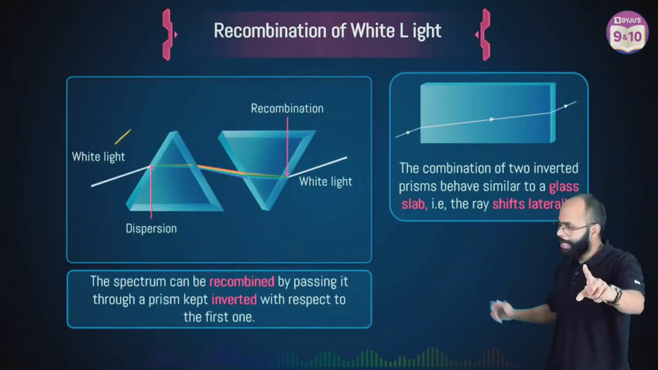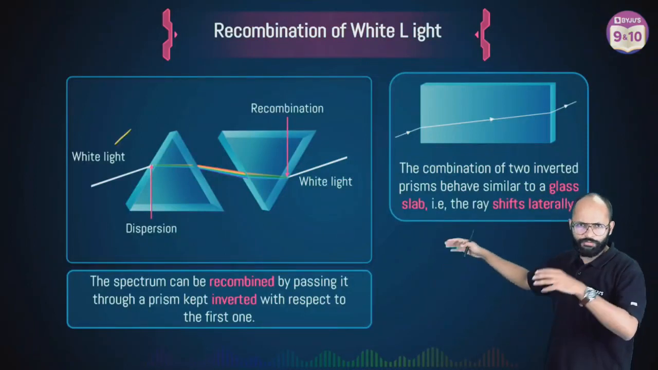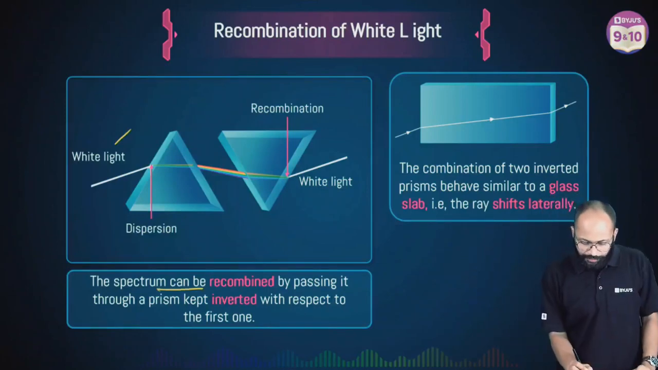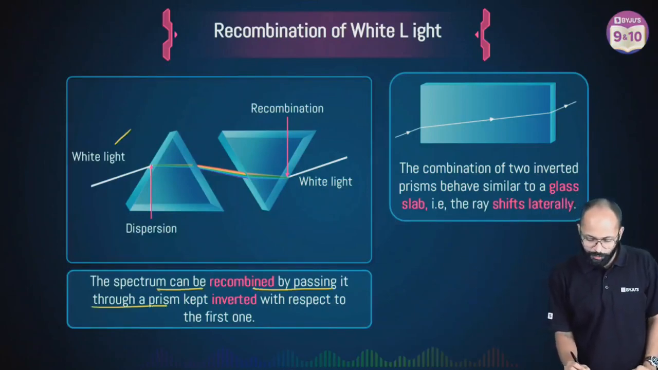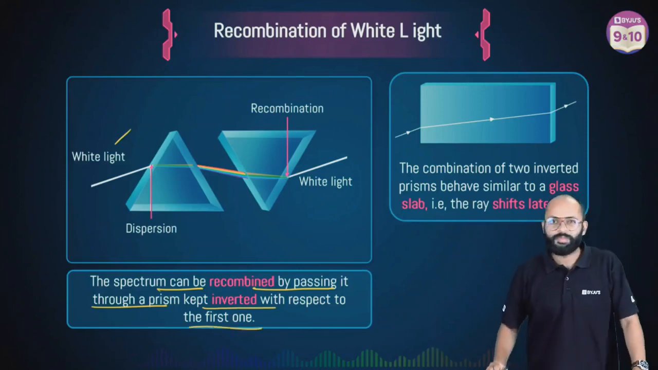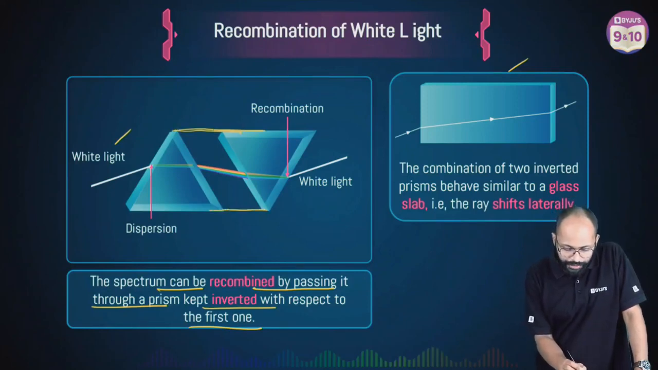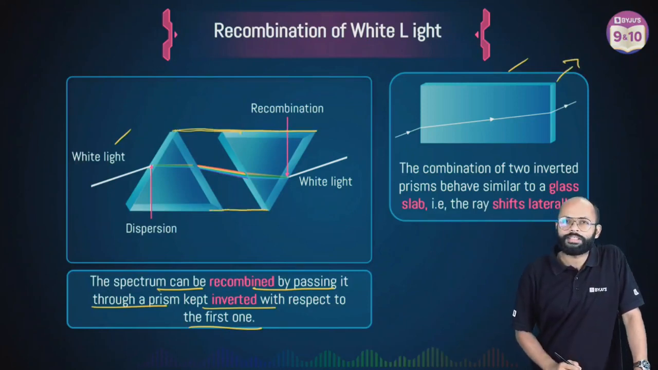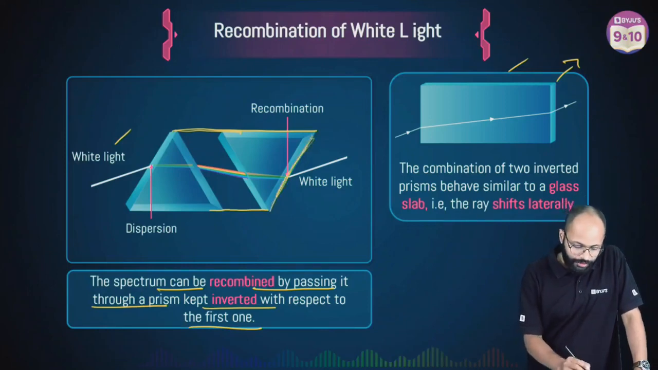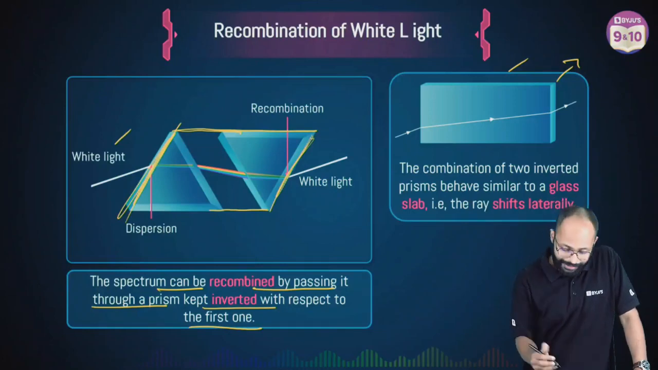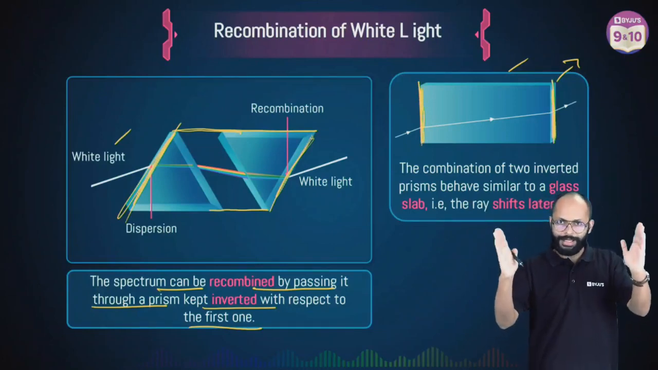Yes, it's a good way to think about it. Recombination. How does it happen? Like that. It's a very common question which has been asked very frequently in board examinations. Okay? So focus. The spectrum can be recombined by passing it through a prism kept inverted with respect to the first one. That's true. This, my friend, is almost similar like refraction through a glass slab. क्यों? ये line और ये line parallel हो गए ना? And this is what used to happen in a glass slab. ये line और ये line, the two sides of the glass slab were parallel.